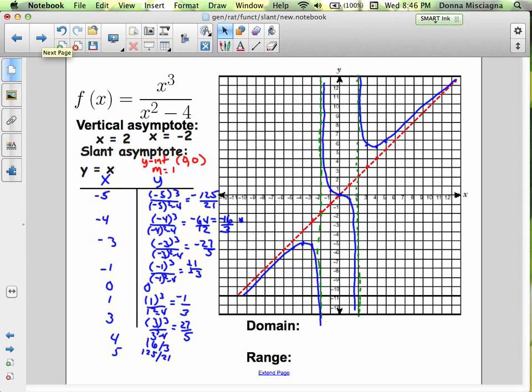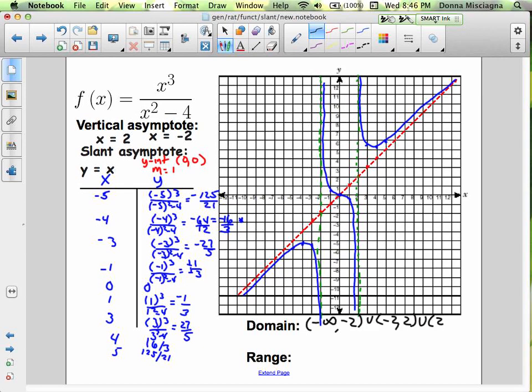For the domain, just take out your vertical asymptote. So -∞ to -2, -2 to 2, 2 to infinity. Just so you see how we're just skipping over the 2 vertical asymptotes. So everything until we get to -2 is great, and then jump over -2 because that would be undefined. If we plug in -2, we'll have 0 in the denominator, and then everything is great until we get to 2. Jump over 2, right? Because that would be 0 in the denominator, and then everything greater than 2 is fine.